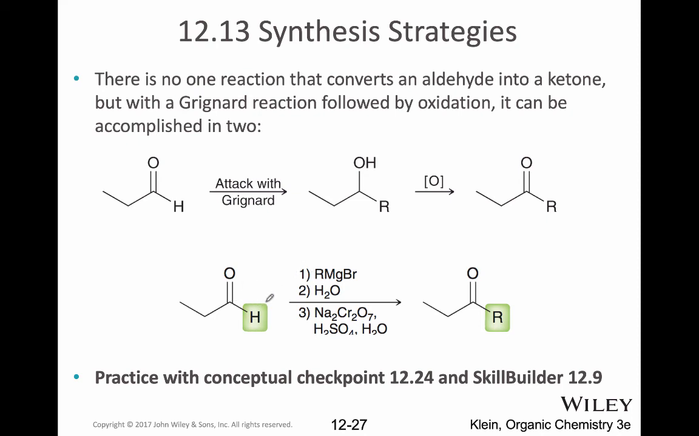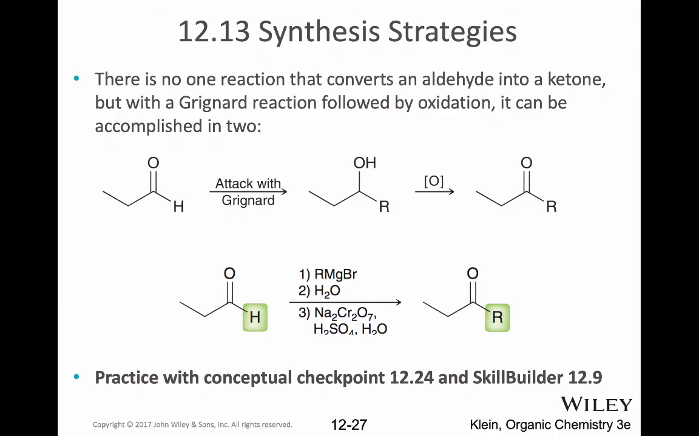So if I take the Grignard reagent, R minus is going to attack this carbonyl here, kicking up. That's going to make O minus. That's going to take a proton from the water to make the alcohol. And then that alcohol will be oxidized to give you the ketone.